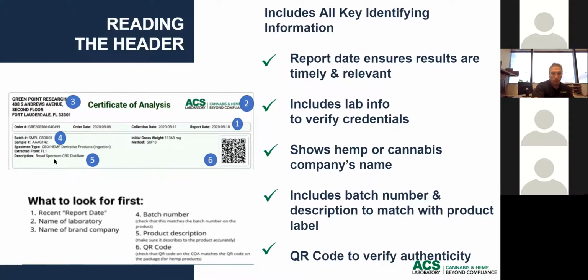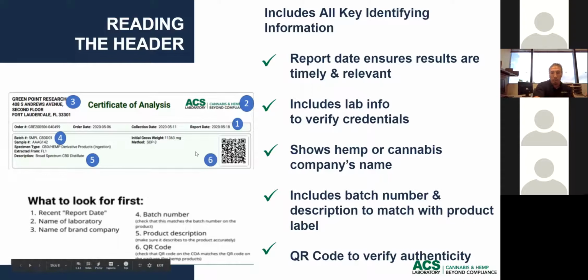Product description here is step 5. That just guarantees that you have the right product in hand. It could be from the same batch of material, but you might be looking at the 1,200 milligram tincture COA while you're holding the 1,500 milligrams. So it could be completely different data behind that batch number.